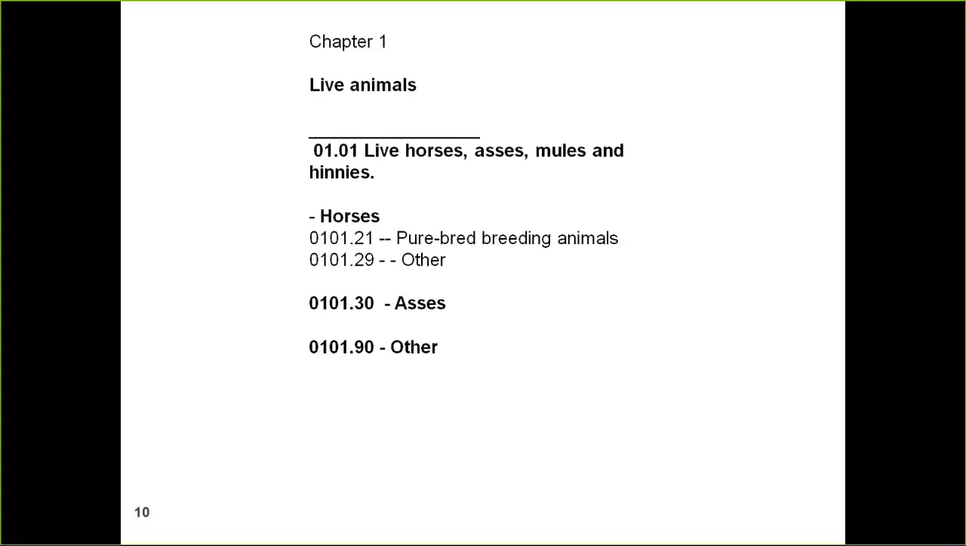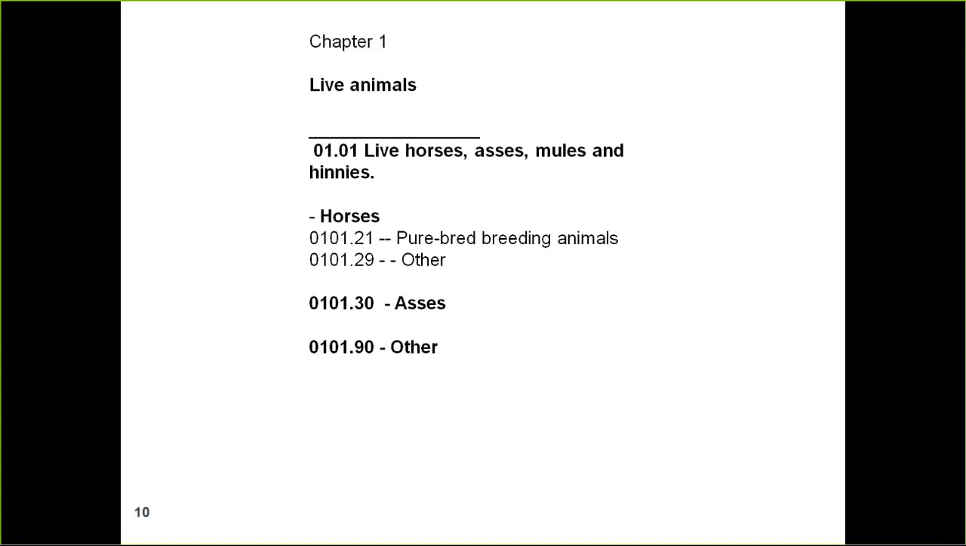In the case of the second primary subheading, asses, there is no further breakdown, no further subheading. There is just one primary subheading, 010130, which tells me that all asses, whether purebred or not, would be included in 010130. So if I want to see the customs duty pertaining to asses, whether they are purebred or not, I would have to look at 010130.